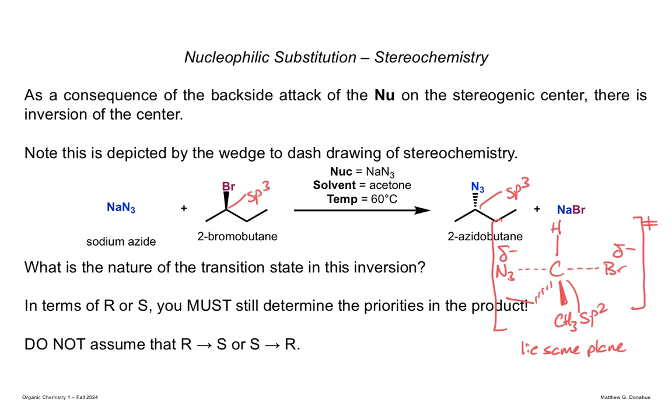So we put some brackets around it. That's the transition state. Again, that's the highest point in the energy diagram. Once you get there, then the reaction proceeds pretty fast. So now the issue is we cannot assume that just because it's inverting, R goes to S. You still have to apply the CIP rules to figure out if it really did.